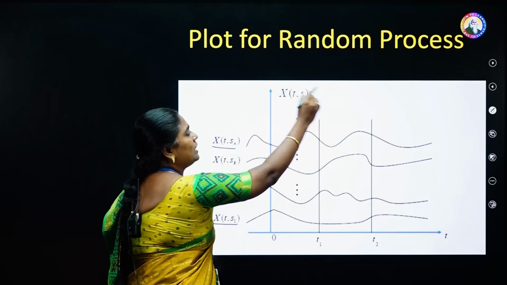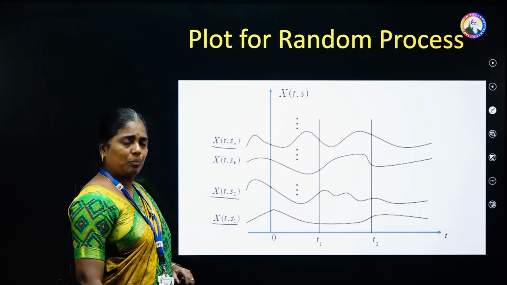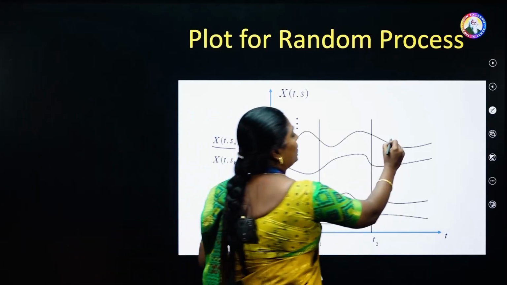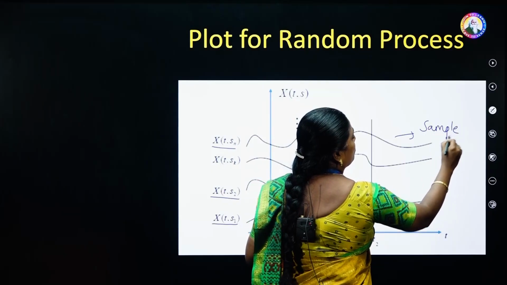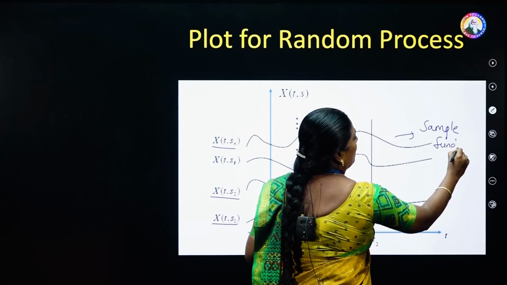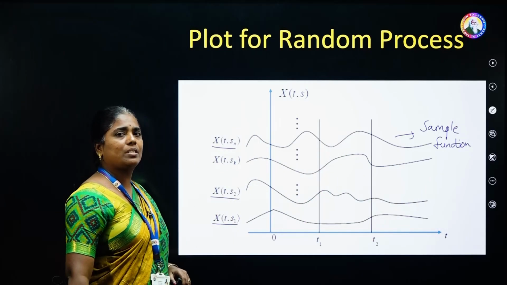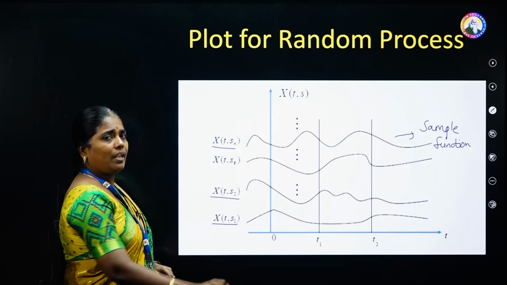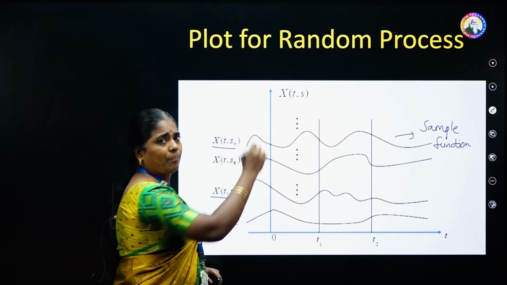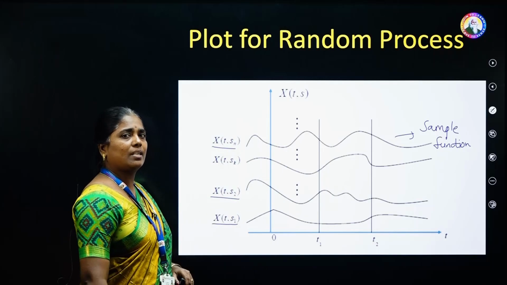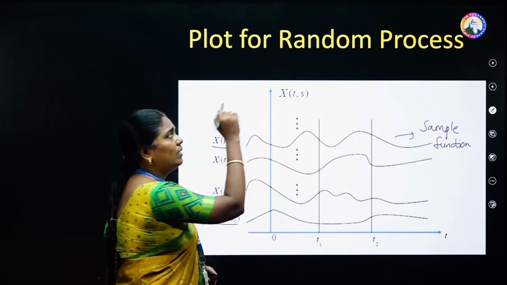The family of all these functions is known as the random process. In that, one of them is known as the sample function. A single plot of a random process is known as the sample function, where that plot describes how a single sample value changes with respect to time. And here the time is continuous, hence it is a continuous random process. The family of all those functions is known as the random process.